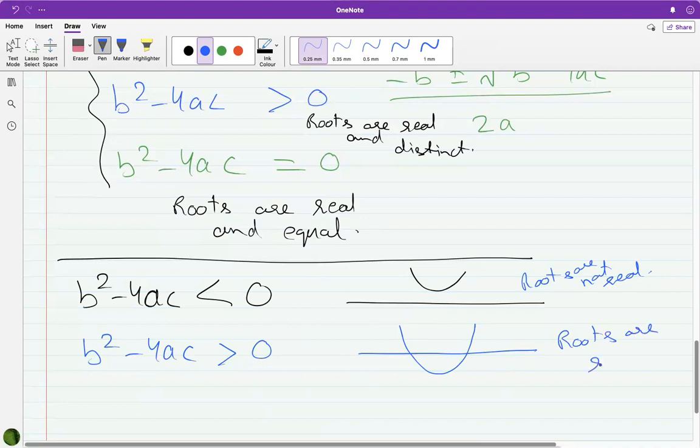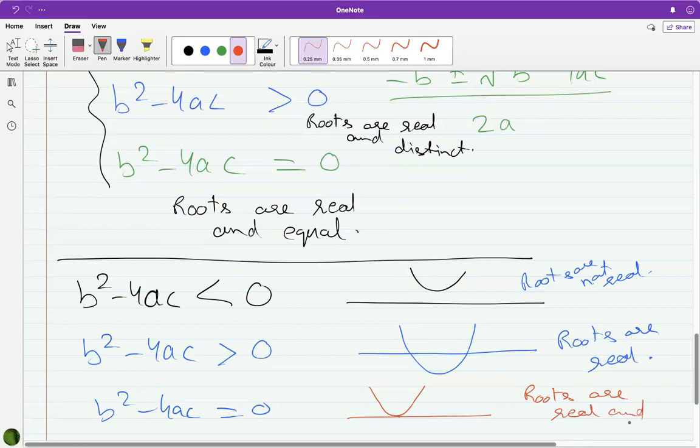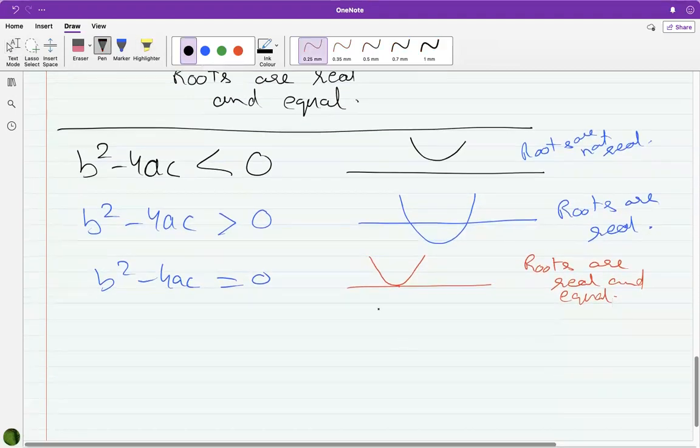So roots are real. And when b square minus 4ac is equal to 0, it touches at one point. So roots are real and equal. Just a little example, you would have faced something like this: x plus 6 times x plus 6 is equal to 0. So both the answers are the same. This was the reason behind it, that it was just touching the curve at one point.